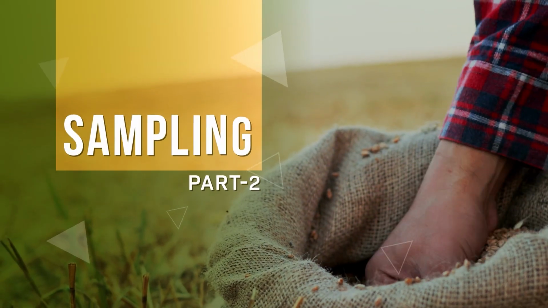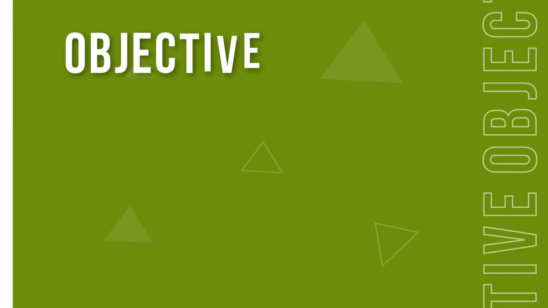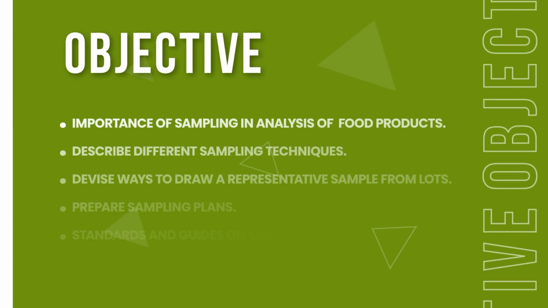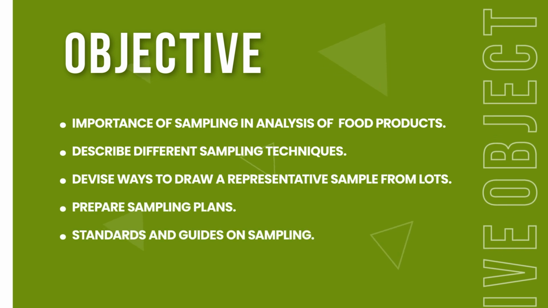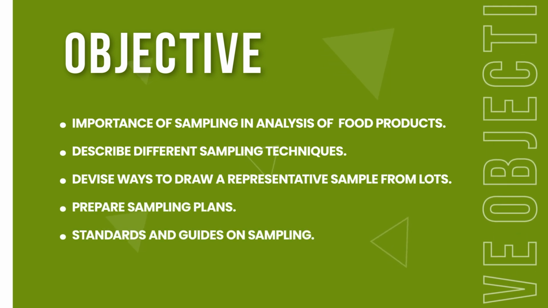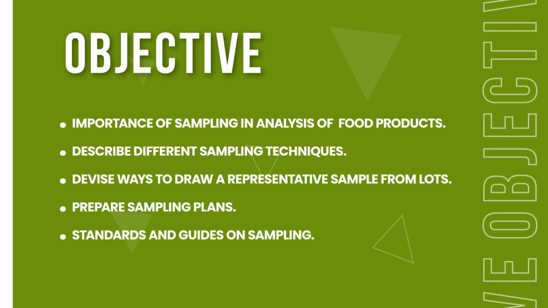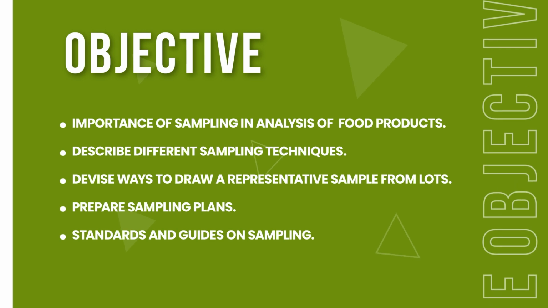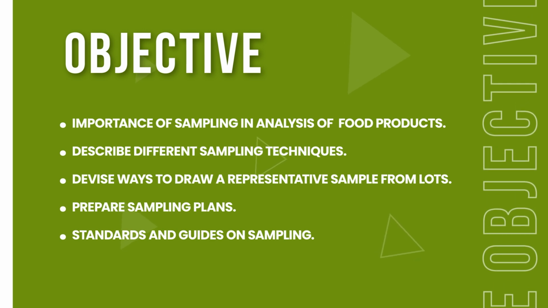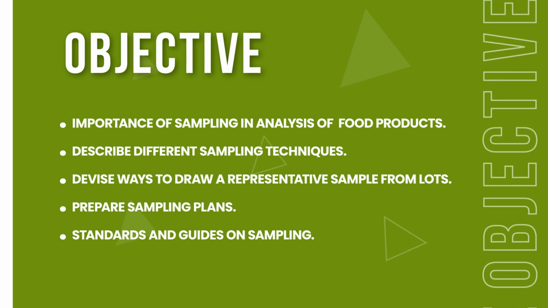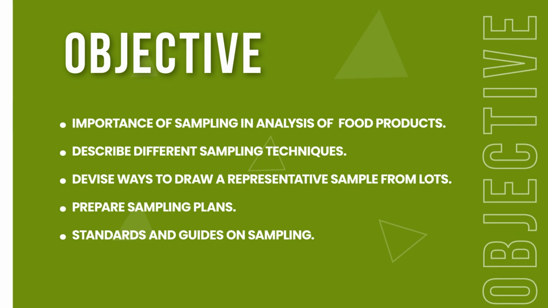The topic is sampling. The objective of this topic is the importance of sampling in the analysis of food. We will describe different sampling techniques, find ways to draw a representative sample from the lots, prepare sampling plans, and talk about standards and guides on sampling.